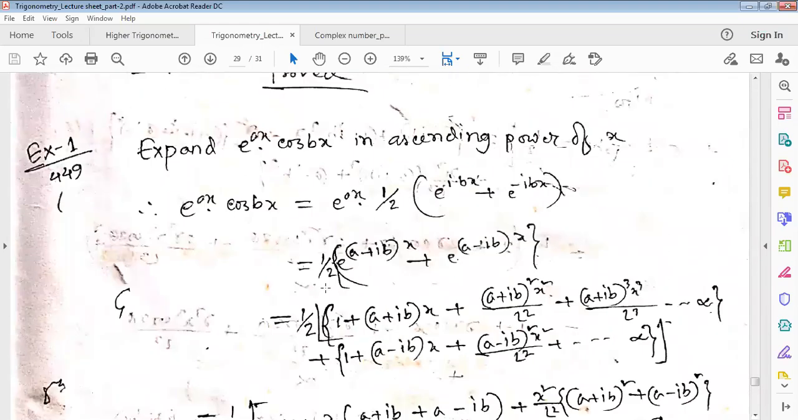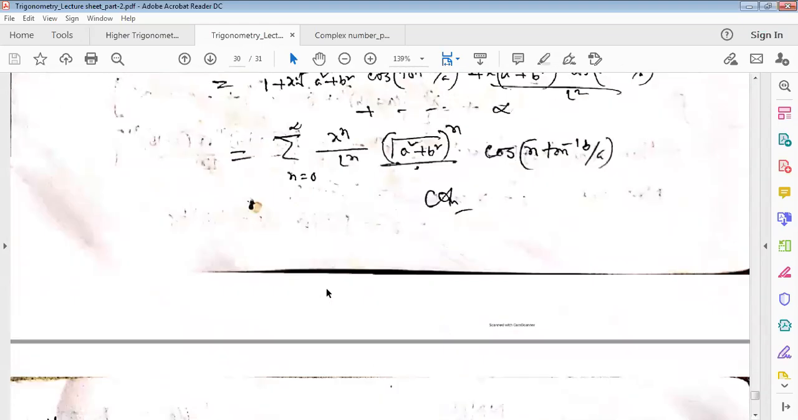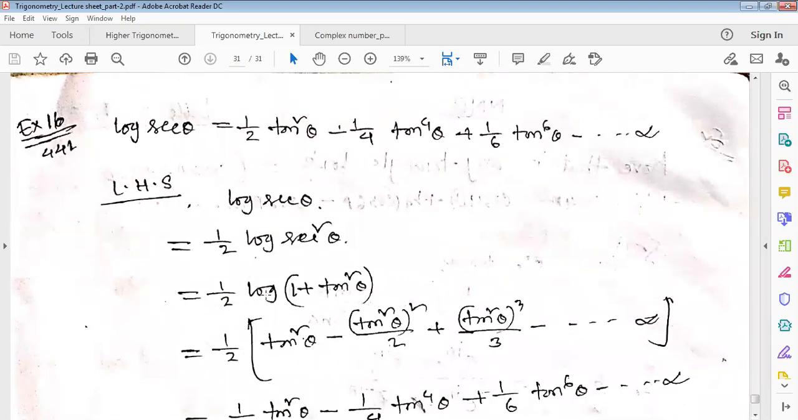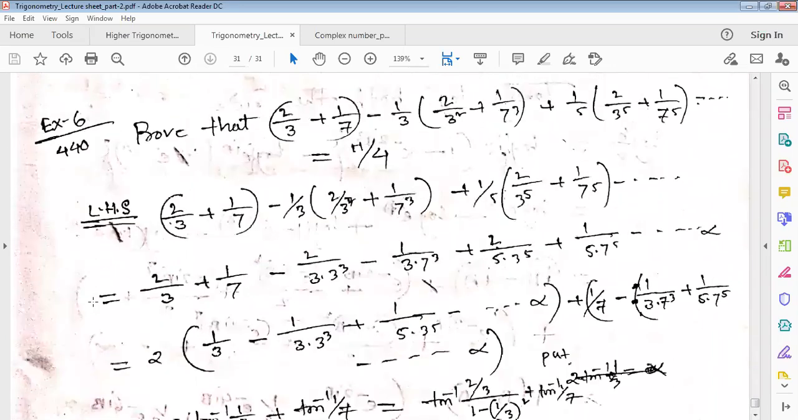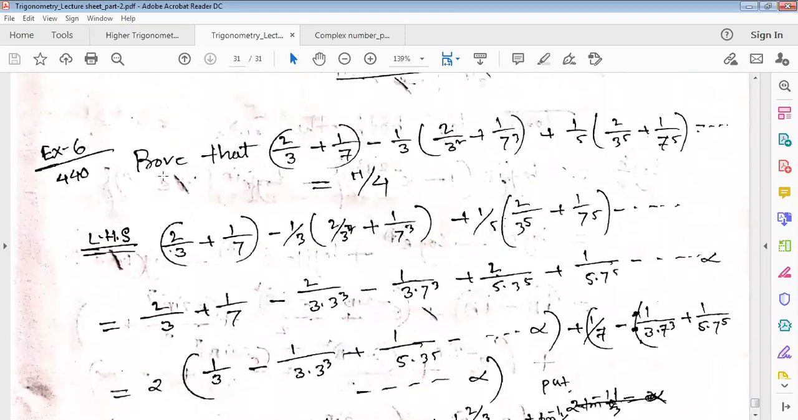A little bit hard. You have to try to understand. This is also homework for you: log sec theta, half tan square theta, 1 by 4 tan to the power 4 theta, 1 by 6. This is the homework. I have solved it before, like this formula. This is also homework for you.